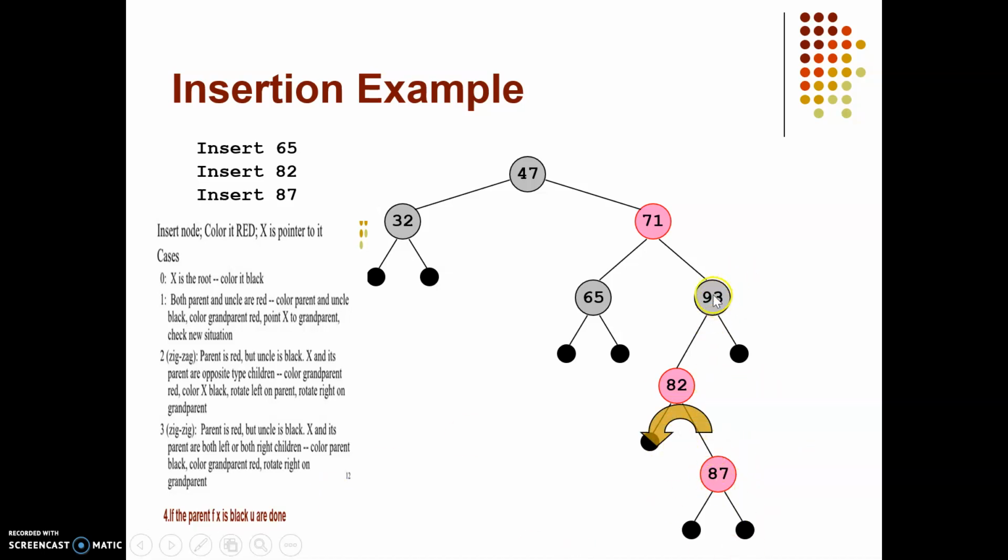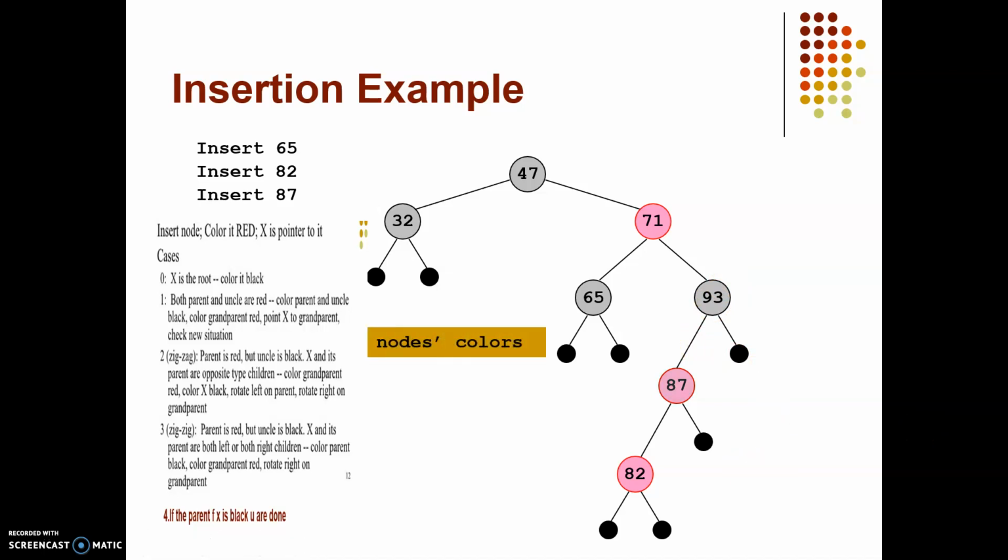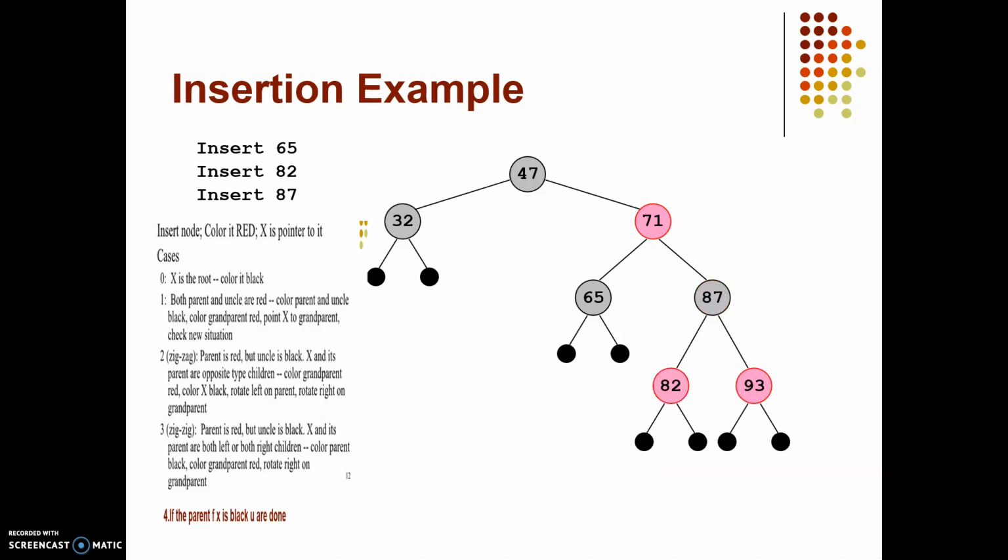First, we change the colors, this as red and this as black. Then we do the rotations. Since this is towards the right side, we do a left rotation. Left rotation means 82 will go down and 87 will go up. Then, since it is towards the left of its parent, we need to do rotation towards the right, so 93 will come down like this. We have already changed the colors as suggested. That means 93 will be of red color and 87 will be of black color. So now the combination is right.